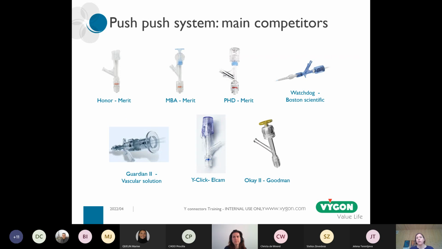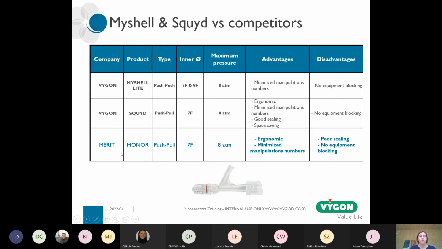And then you have the main competitors for the push-push, push-pull systems. First, from Merit, you have several Y connectors. You have the Honor, okay? It is a push-pull, same as Squid. The inner diameter is 7 French. So this is really a competitor for Squid and for My Shell.